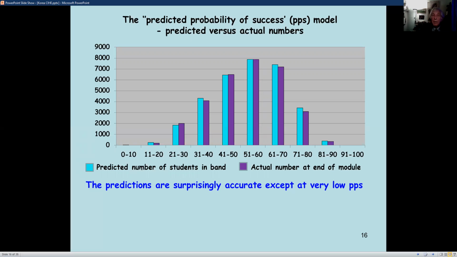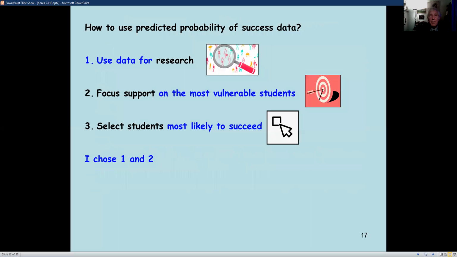Well, how could we use this data? There seem to me to be three ways of using this probability of success data. We could use it for research. We could focus support on the most vulnerable students, or we could select the students we thought were most likely to succeed. Because I was working for an open university where access was particularly important, I chose 1 and 2, research and focusing support.